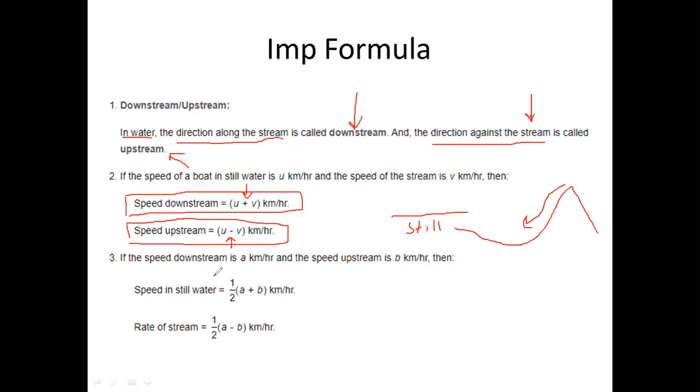And if the speed downstream is a kilometer per hour and the speed upstream is b kilometer per hour, then the speed in still water is half of a plus b, that is, speed downstream plus speed upstream, and the rate of stream will be half of a minus b kilometer per hour.